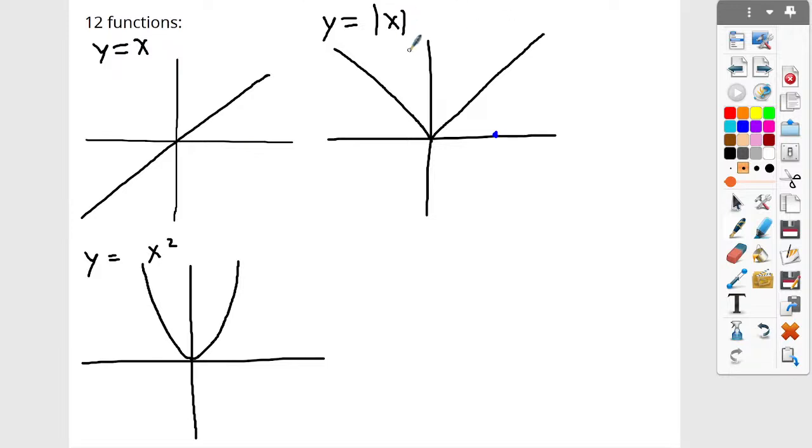Absolute value of x also has y-axis symmetry, so it's even. Which actually provides you with a pretty good fact: y equals absolute value of negative x is equal to the absolute value of x. But that's not very important. Let's keep going. Y equals x cubed.